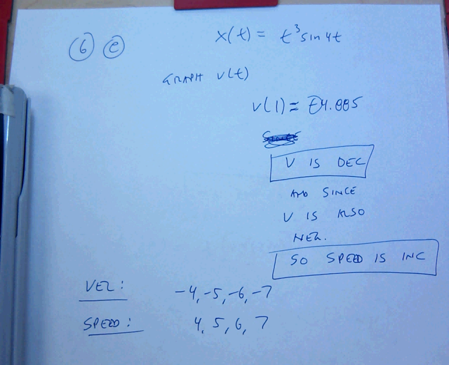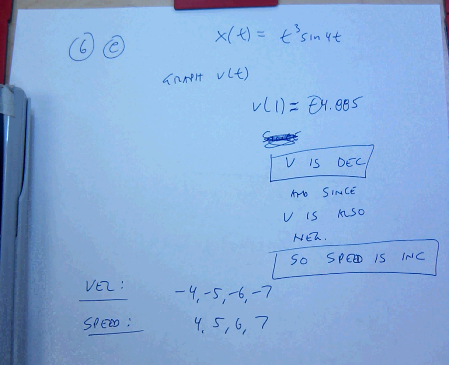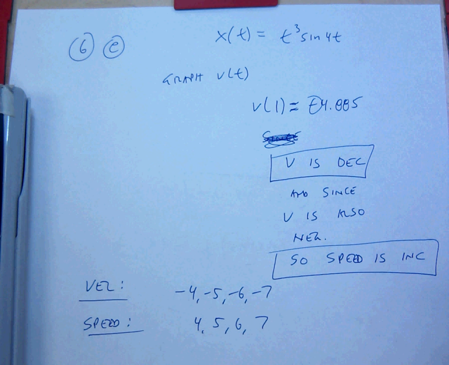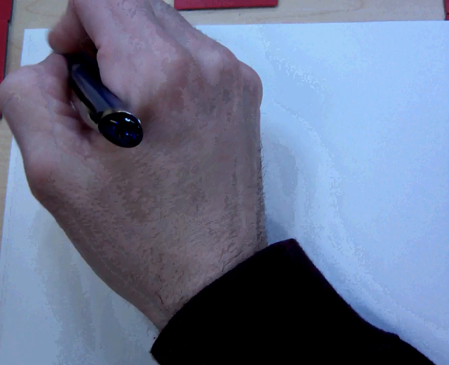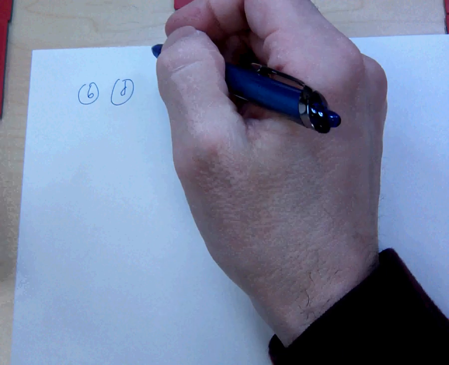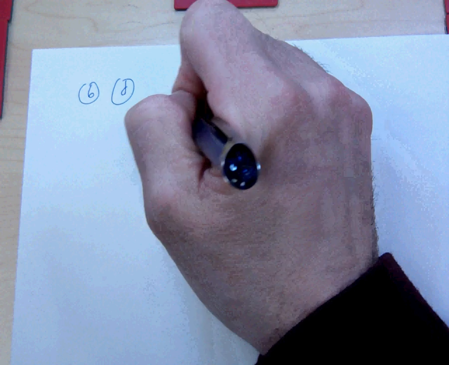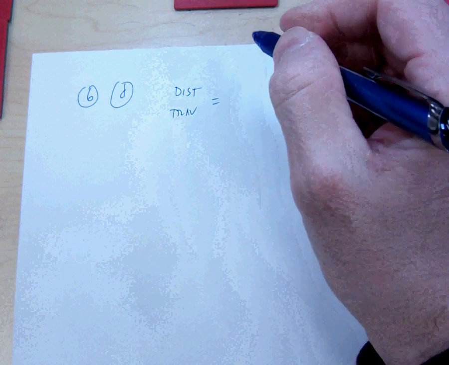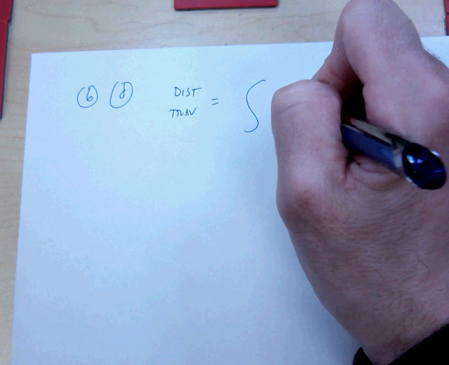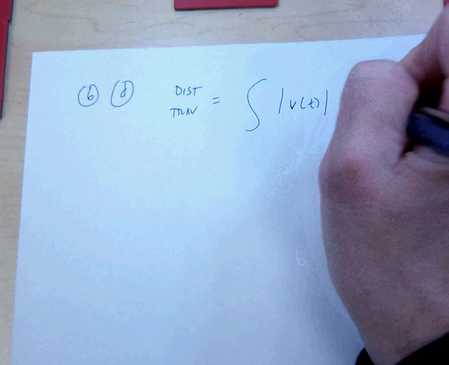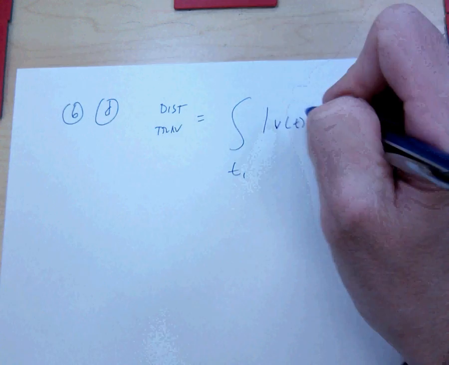6D. Okay, let me back up to 6D. Okay, guys, let's look at 6D. It says, find the total distance traveled. You need to know that the distance traveled can be found how? By taking the what? Okay, taking the antiderivative of the absolute value of the velocity function from time 1 to time 2. So in this case, 6D, you're going to take this, right?